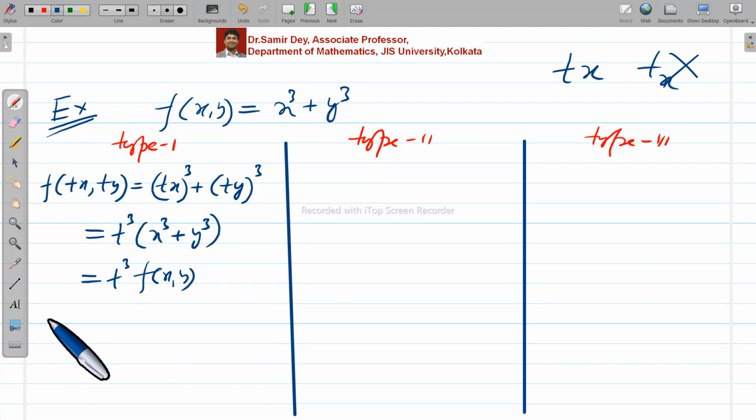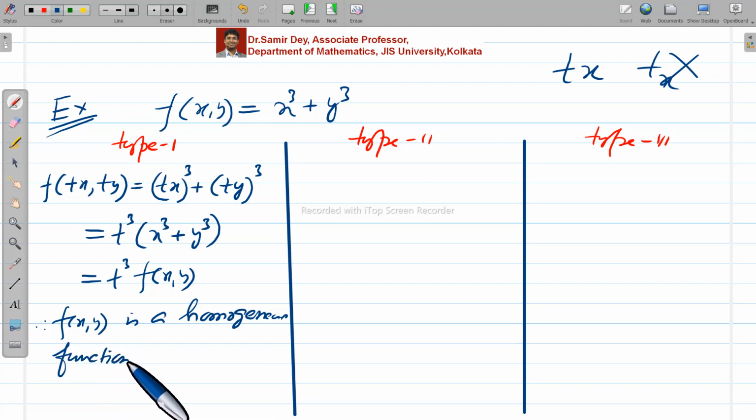Therefore f(x,y) is a homogeneous function of degree how much? Degree 3. How to decide that? From here, the power of t. What is the power of t? 3. So that's why I'm writing degree 3. Is it clear? Now try to understand with the second type.